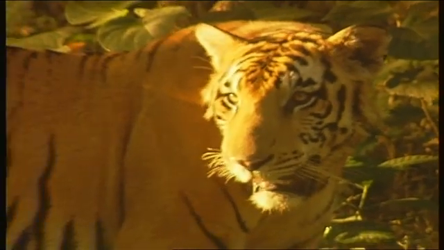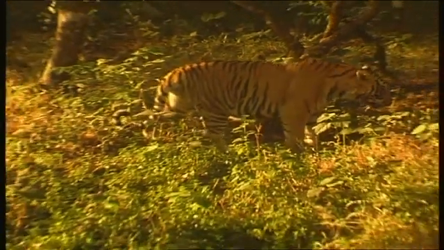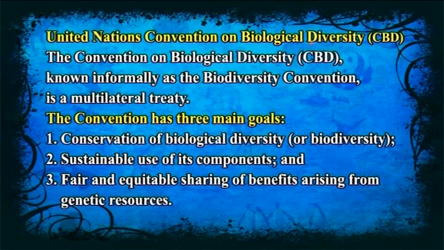Measures are being taken up at national and international level to address this issue. Some of the interventions are mentioned here. The first one is the United Nations Convention on Biological Diversity (CBD). The Convention on Biological Diversity, known informally as the Biodiversity Convention, is a multilateral treaty. The convention has three main goals: conservation of biological diversity, sustainable use of its components, and third, fair and equitable sharing of benefits arising from genetic resources.